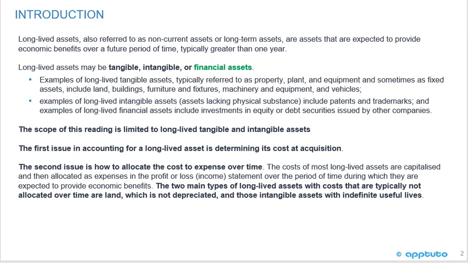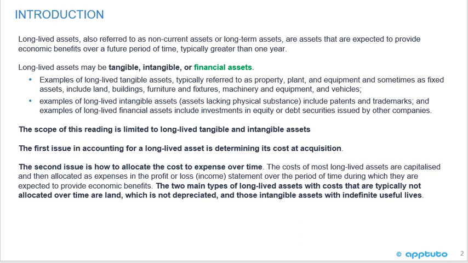Long-lived assets may be tangible, intangible, or financial assets. I put that financial assets in bold green. Sometimes students and candidates forget about the long-term financial assets. Examples of long-lived tangible assets, typically referred to as plant, property, and equipment, and sometimes as fixed assets, include land, buildings, furniture and fixtures, machinery and equipment, and vehicles.